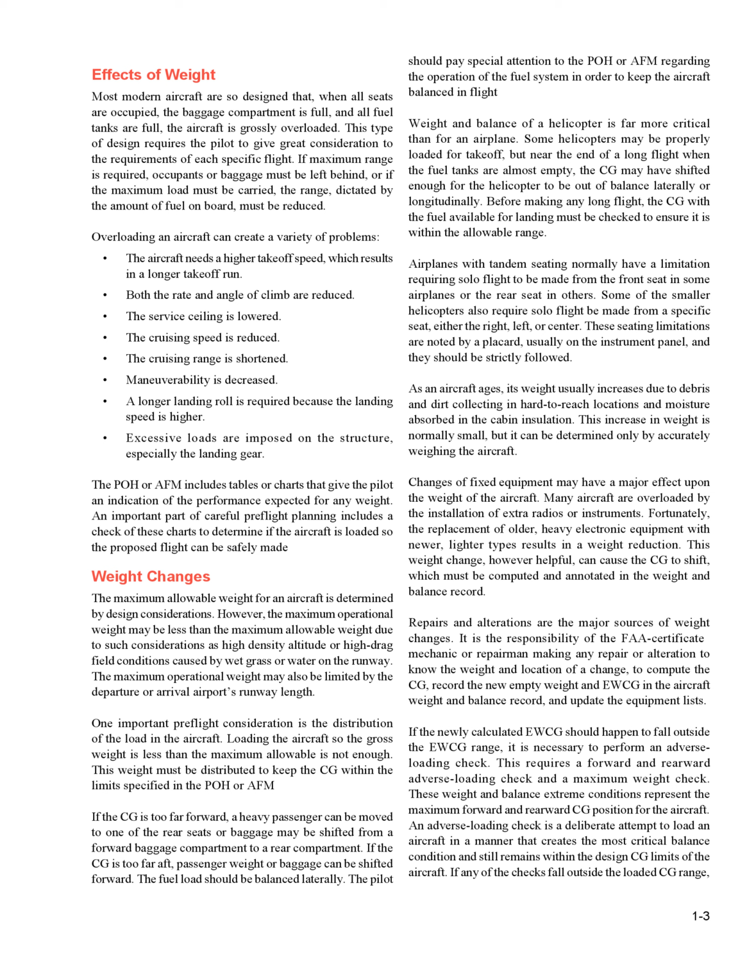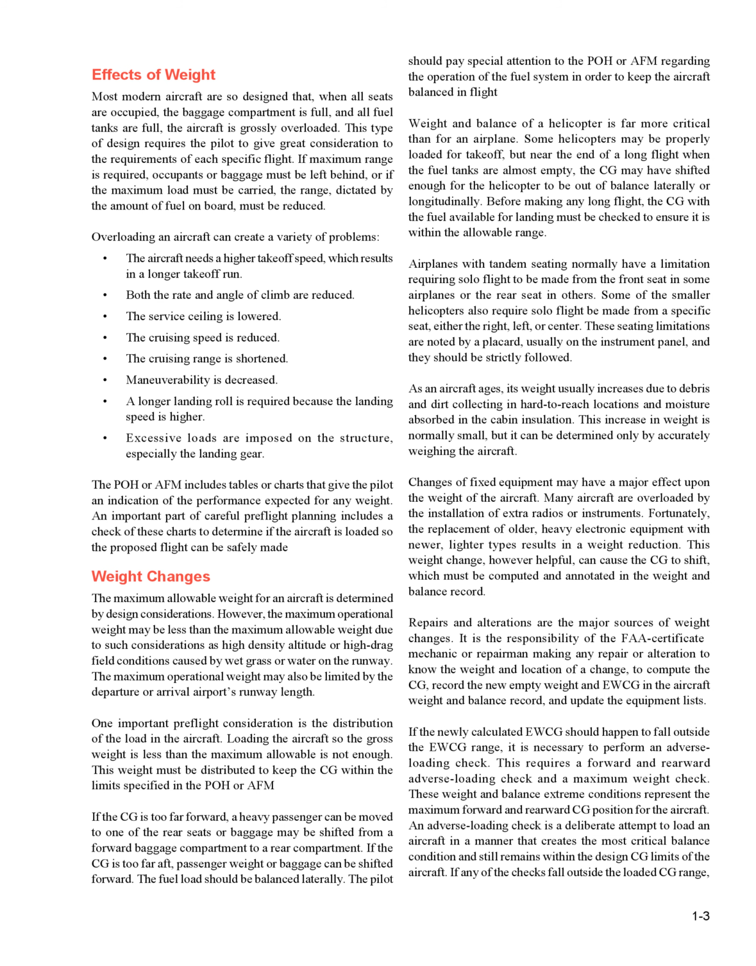within the allowable range. Airplanes with tandem seating normally have a limitation requiring solo flight to be made from the front seat in some airplanes or the rear seat in others. Some of the smaller helicopters also require solo flight be made from a specific seat, either the right, left, or center. These seating limitations are noted by a placard, usually on the instrument panel, and they should be strictly followed.